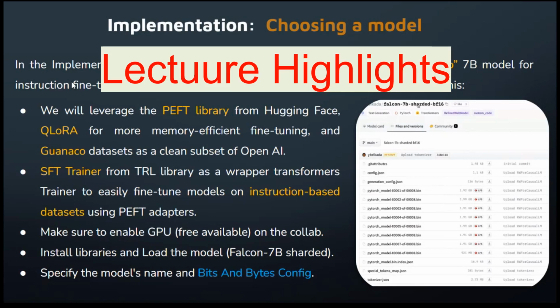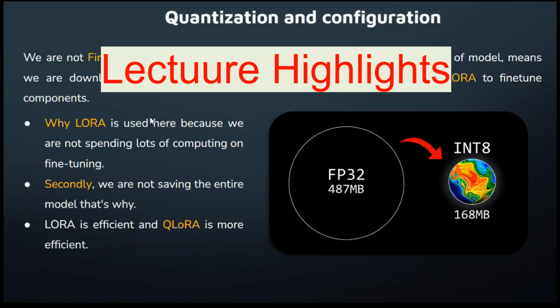We are also tapping into QLoRA as the quantization mechanism for memory-efficient fine-tuning. Why are we using LoRA, the low-rank adaptation technique, and quantization techniques here? It's all about efficiency, not overburdening our resources during fine-tuning. We are focusing on the quantized variant of the model, using the low-rank adaptation technique to fine-tune components.